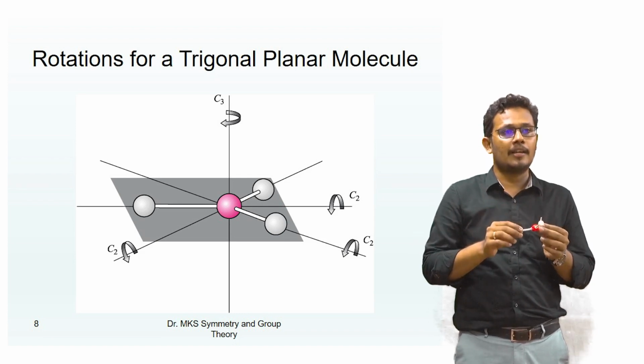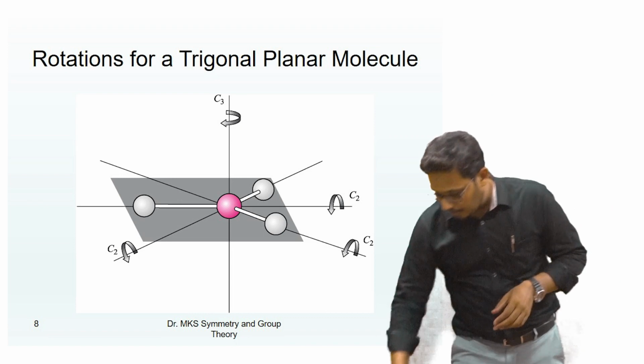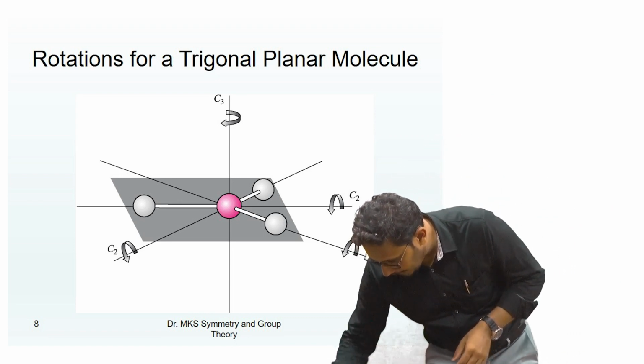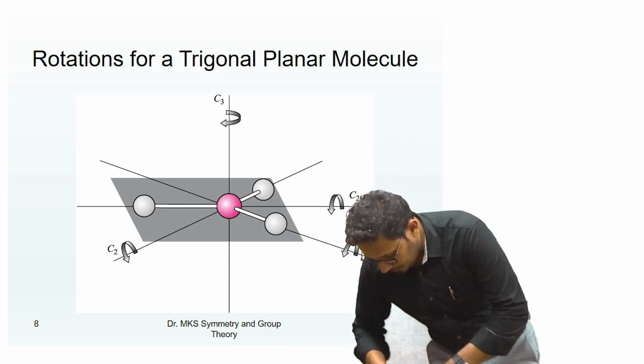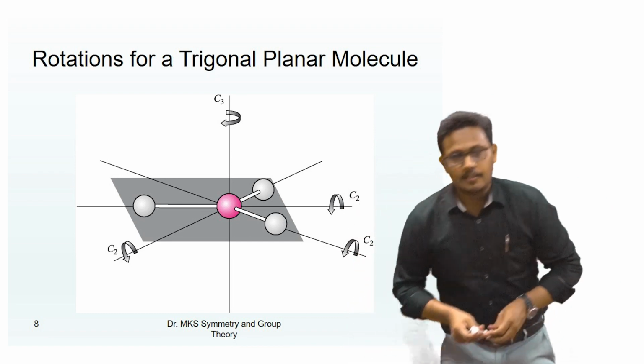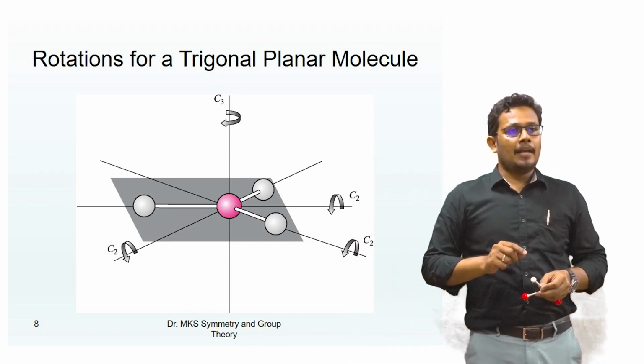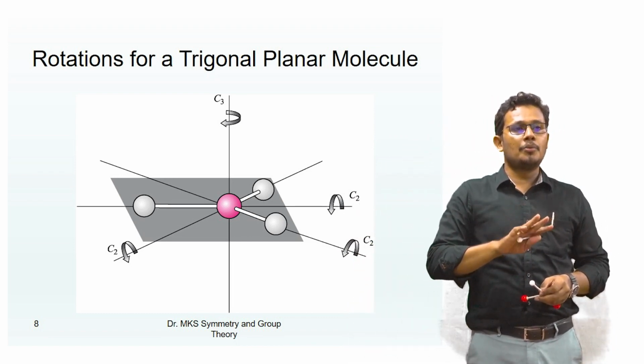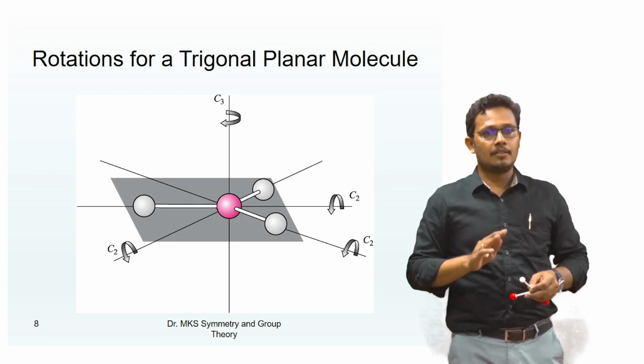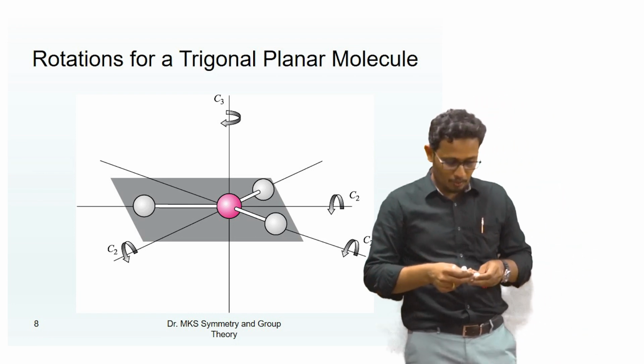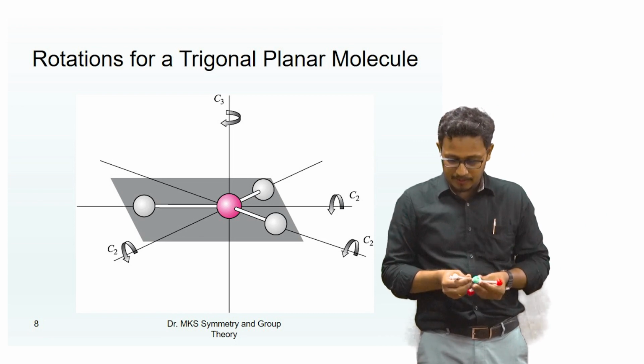Okay, what about the dihedral plane? See, according to the definition of the dihedral plane, a dihedral plane is nothing but a plane which bisects 2 consecutive C2 axes. What are those 2 consecutive C2 axes? See here.